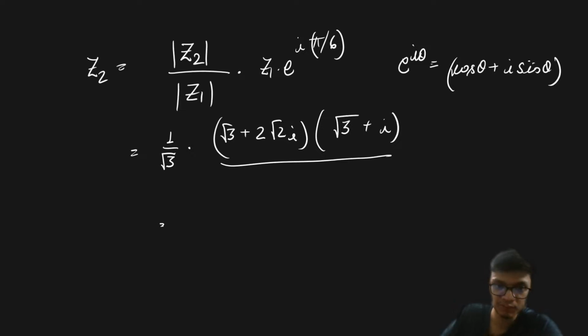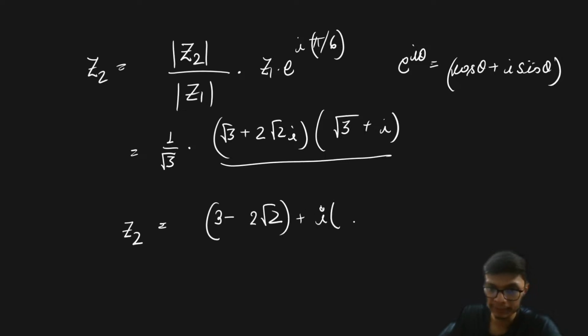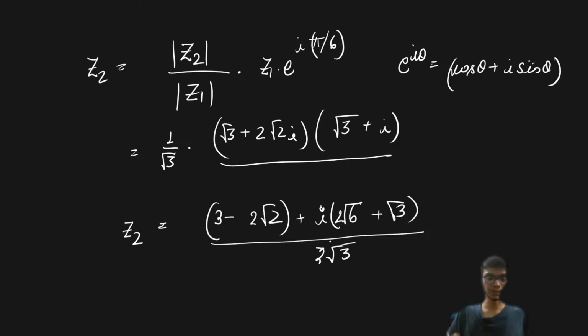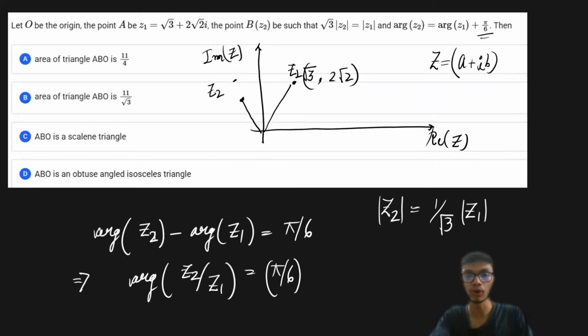Now if you just try to simplify this part out, you are going to get z2 as 3 minus 2 root 2 plus iota times 2 root 6 plus root 3, divided by 2 root 3, right? That is what you will have as z2. Now in the question, it is talking about how we have to comment on the points A, B and origin, and what triangle is forming out of that, right?